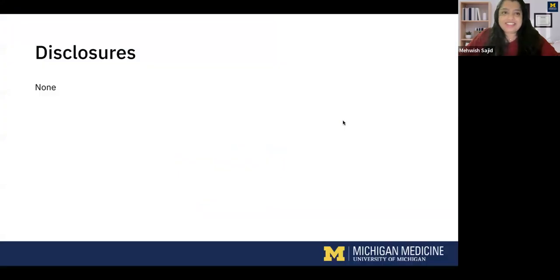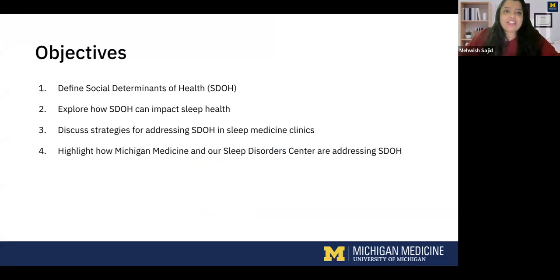Briefly, no financial disclosures. In terms of our agenda items for today, we're going to define what social determinants of health actually are and review what different key elements of a patient's health might be affected by the five main social determinants. We'll explore how these social determinants can impact specifically sleep health, and then discuss strategies for addressing social determinants of health in sleep medicine clinics. And then I'm also going to highlight how Michigan Medicine and our Sleep Disorders Center are addressing some of these social determinants of health to promote health equity with our patients.